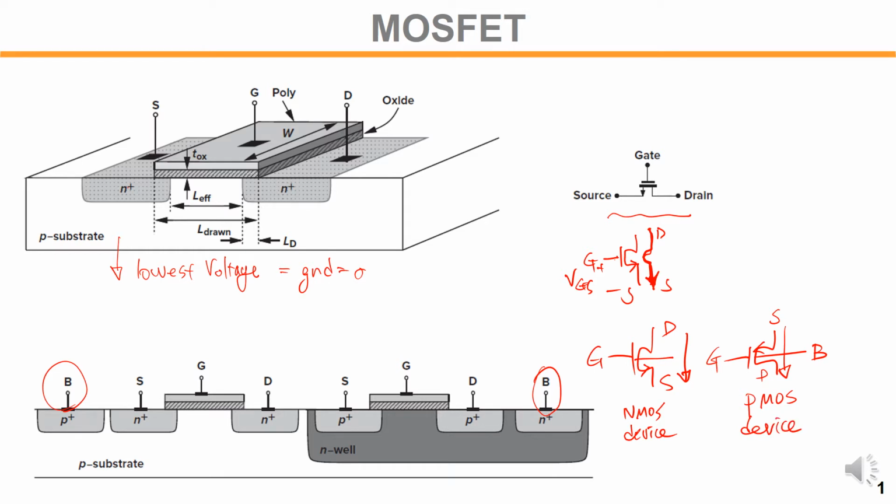So you have to identify first where the current direction is. The current direction basically depends on the voltage relationship. The current flows from higher voltage to low voltage, right? So the PMOS has the higher voltage on the source than the drain.